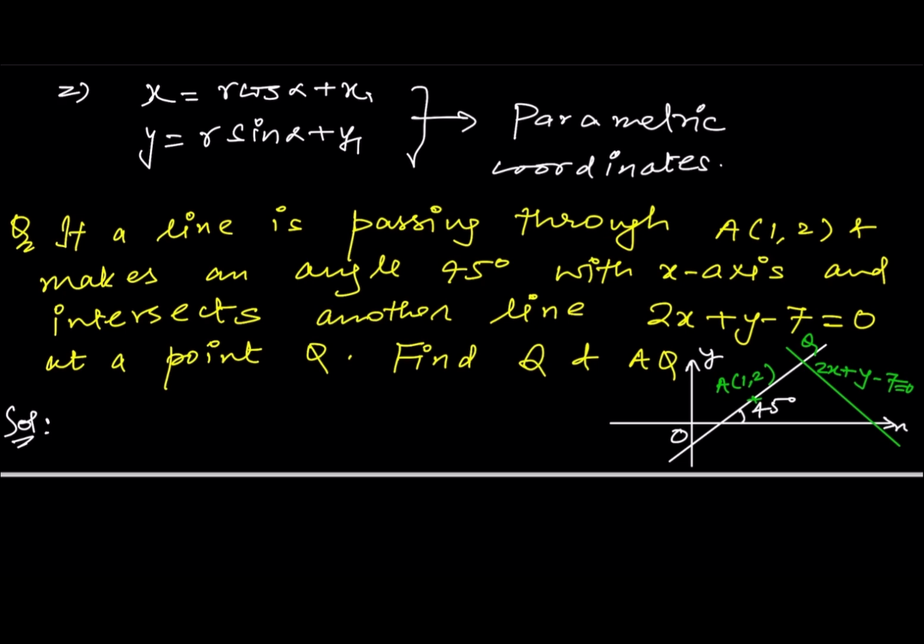Then what is the point of parametric form? Why do we discuss this form? Maybe this form will give you the answer in less time. So let us think from the parametric form perspective. So let's say AQ is r.